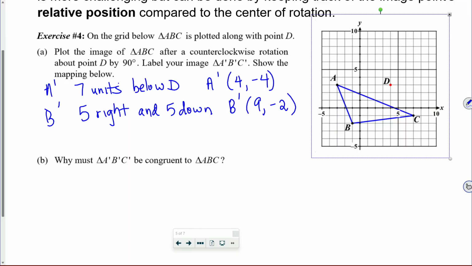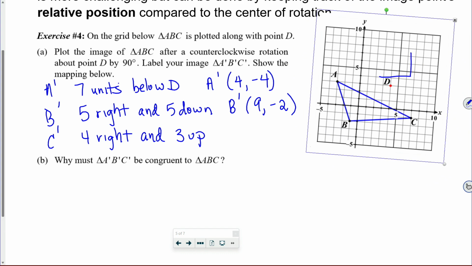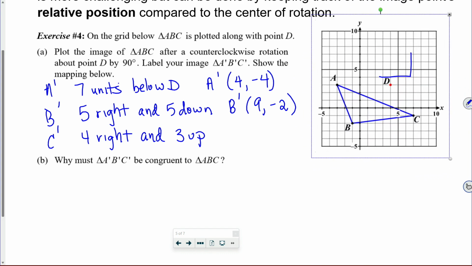All right, so one more time. Now I care about where C is. Where is C? That is 1, 2, 3, 4 to the right, and 1, 2, 3 up. So C prime is 4 right and 3 up. Again, rotate back that way. Erase. If I now go 4 to the right, 1, 2, 3, 4, and up 3, 1, 2, 3, I will be at 8, comma, 6.